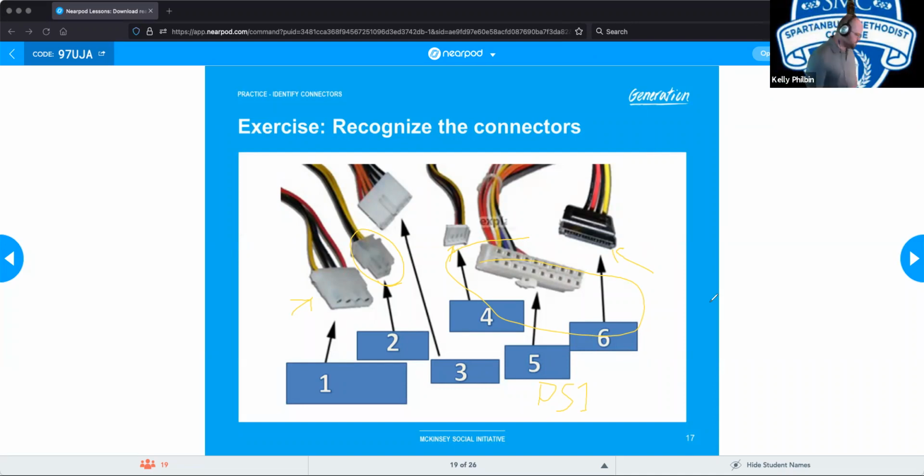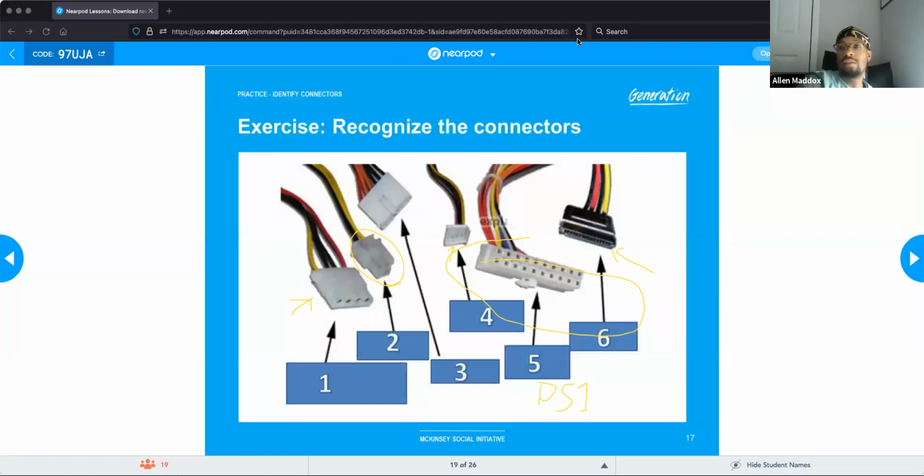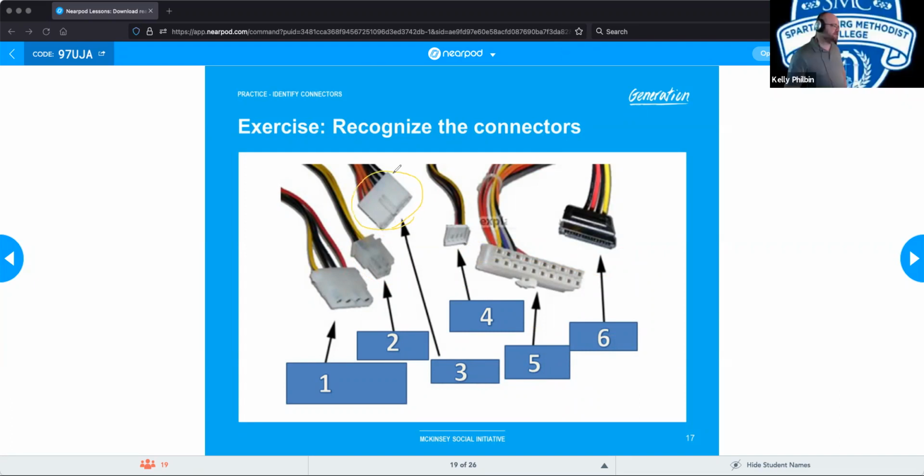Cables and connectors are not the most exciting aspect of IT, but it is something we do need to know. Yes, Alan. Me and Jimmy got the same question. Can you go over 3 and 4 one more time? So you said number 3 was the aux or audio? Auxiliary? Yeah, 3 is the 6-pin auxiliary. 4 is the 4-pin mini for floppy drives.